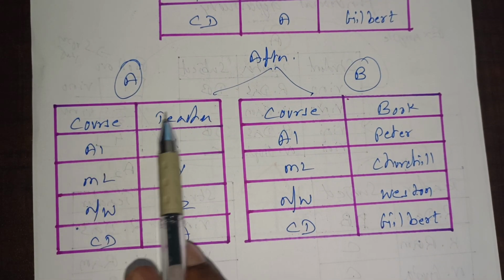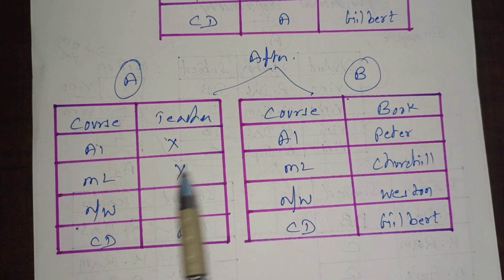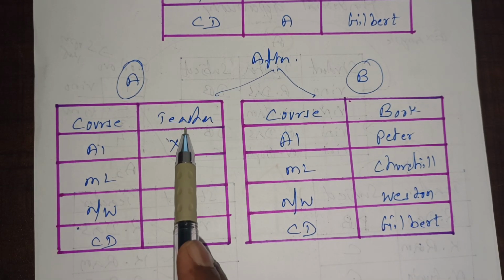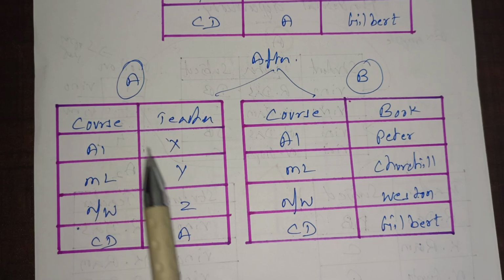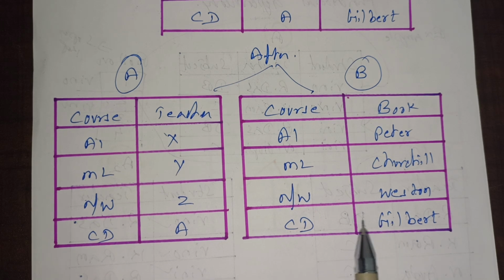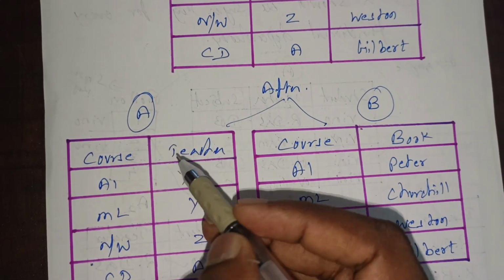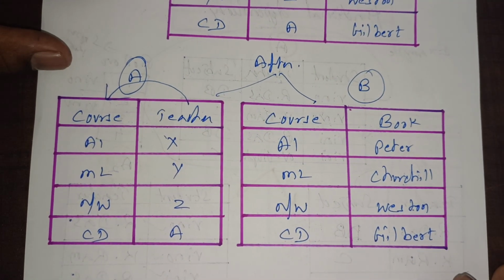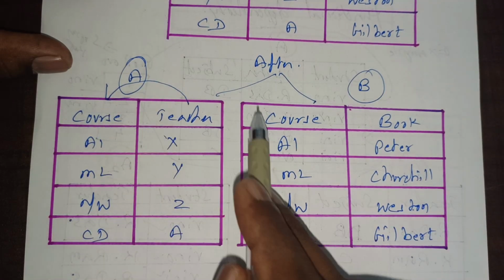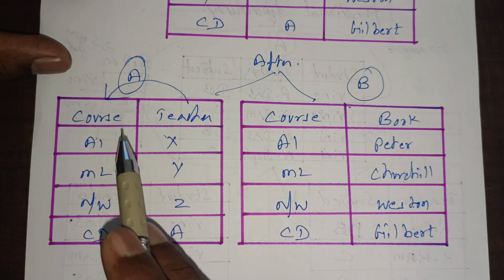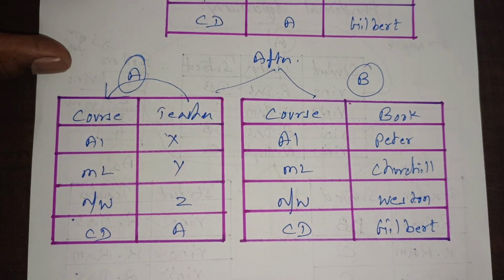Now you can see here course and teacher is created in a different table, and one more table called course and book has been created. Now we have only one dependency here. Now the teacher is dependent on the course, that is X is with AI, Y is with ML, Z is with networks and A is with compiler design, right? So here the teacher column absolutely depends on course only. Now there is not more than one column dependent, only one column is dependent. So what we did, we avoided multi-value dependency here, right?